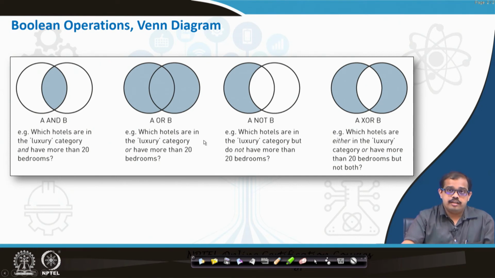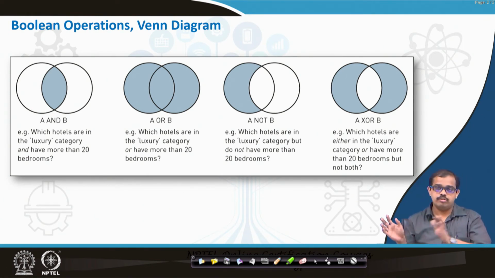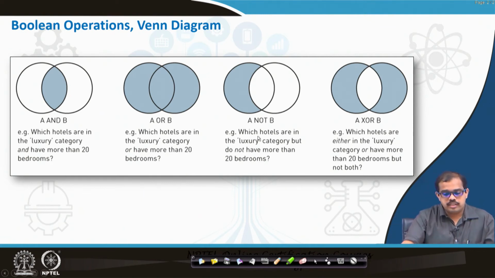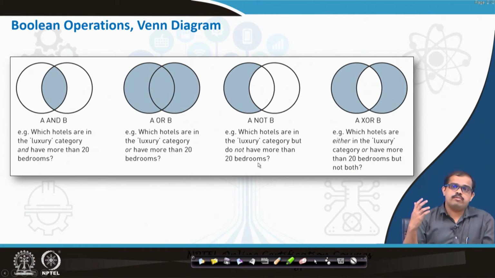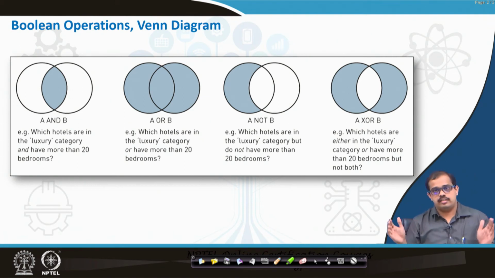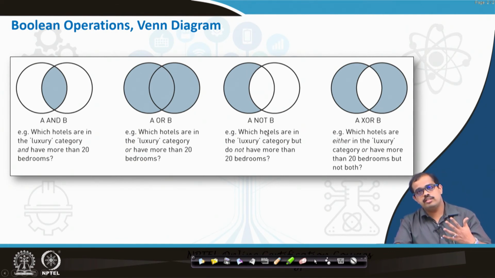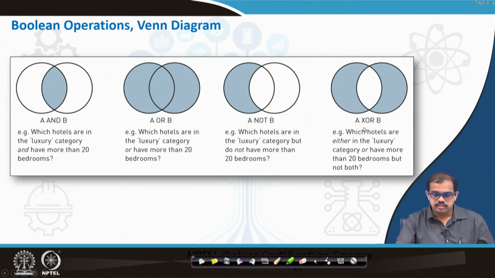Then if it is A or B, which hotels are in the luxury category or having 20 rooms, which means either a luxury category or having 20 rooms. So, not both. Okay. Then which hotels are in the luxury category, but do not have more than 20 bedrooms. If someone wants to have bigger rooms and is trying to look at smaller properties for their stay, they would actually look at the luxury hotels, but the number of rooms are smaller, so that it is much quieter. Okay.